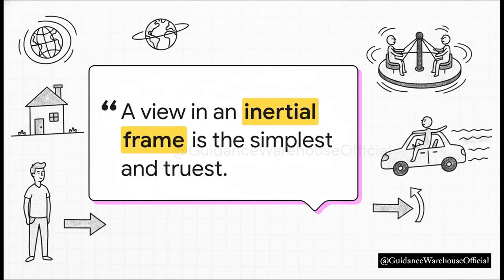As the physics text beautifully puts it, a view in an inertial frame is the simplest and truest in the sense that all forces have real origins and explanations. When we conceptually step off the merry-go-round or step outside the turning car and view things from a stable, non-accelerating frame, the mysteries just vanish. We stop being fooled by illusions and see the true physical reality of inertia at work.